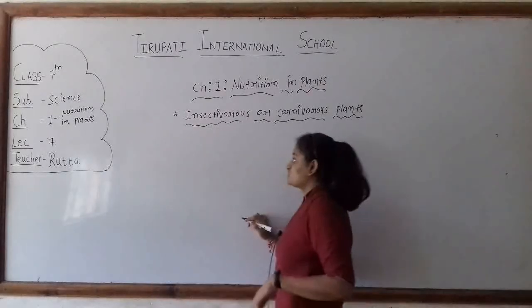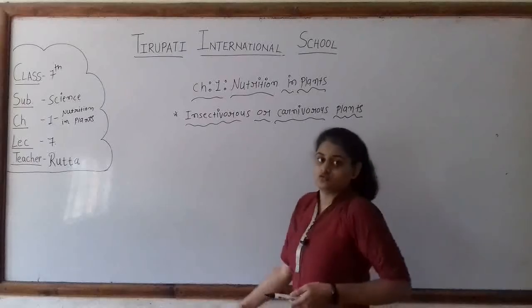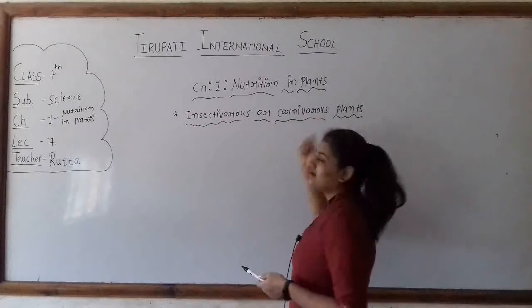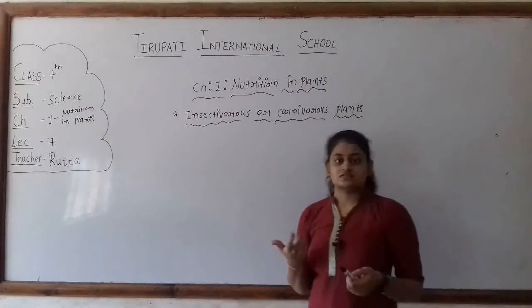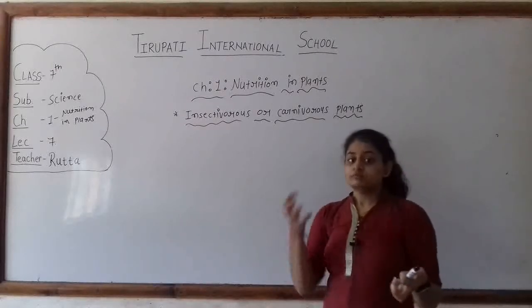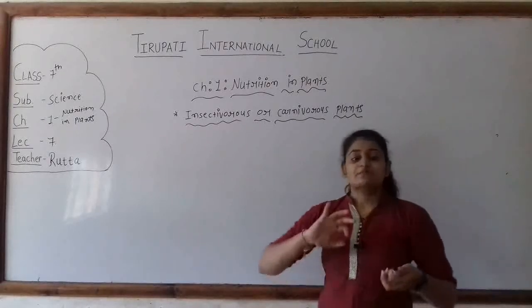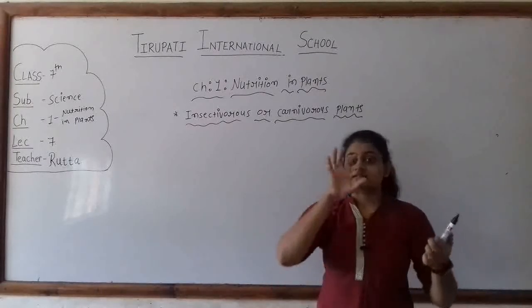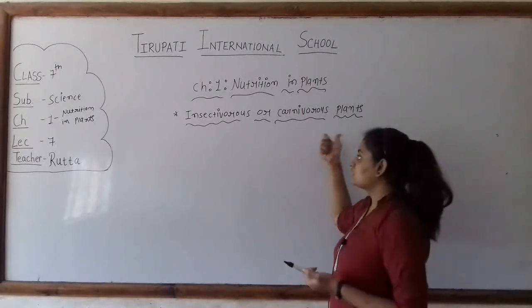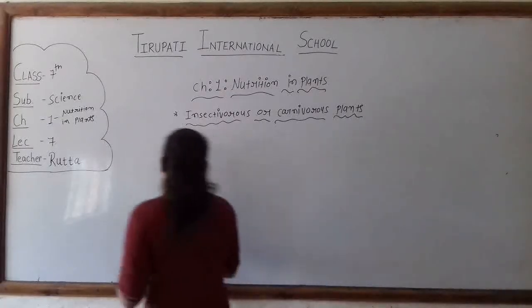As the name suggests, insectivorous means the plants which can consume insects as their food are known as insectivorous plants, or the term carnivorous. Carnivorous means a living being which can consume meat or animals as its food. So these plants use some types of insects and animals as their food. They are known as the insectivorous plants.